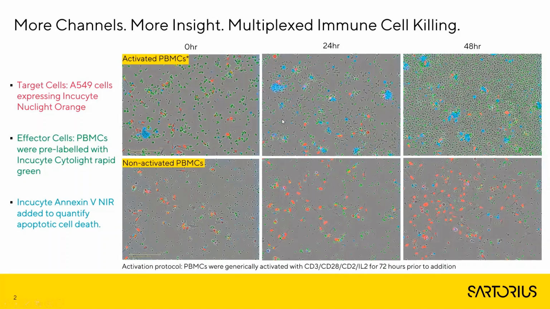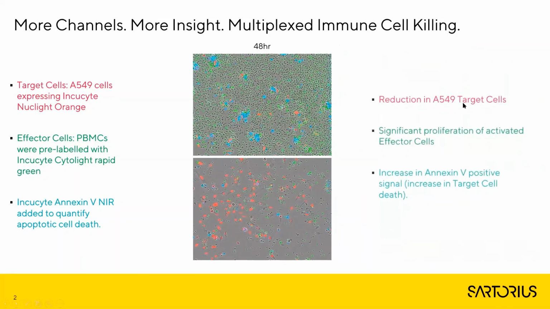Within 24 hours, you begin to see rapid proliferation of the PBMC population, as indicated here in green, as well as a decrease in the number of the target cells, which are indicated in red. By 48 hours, it's very obvious that you have an induction of the apoptotic signal in the near IR channel and a significant proliferation of the effector cells and reduction of the target cells. So in a very quick, easy to look at sequence of slides here, you already begin to see the applicability of the 3-color strategy for immune cell killing applications.